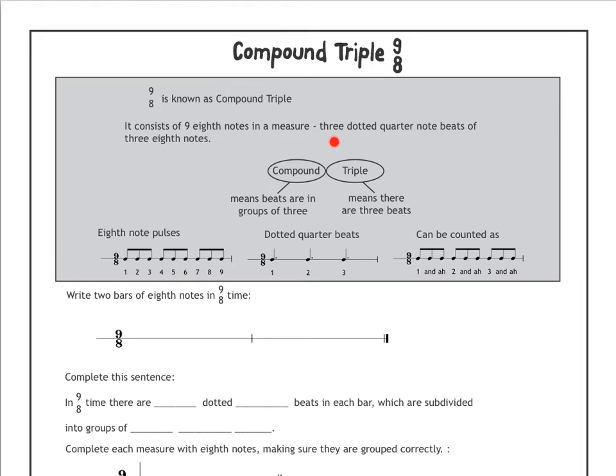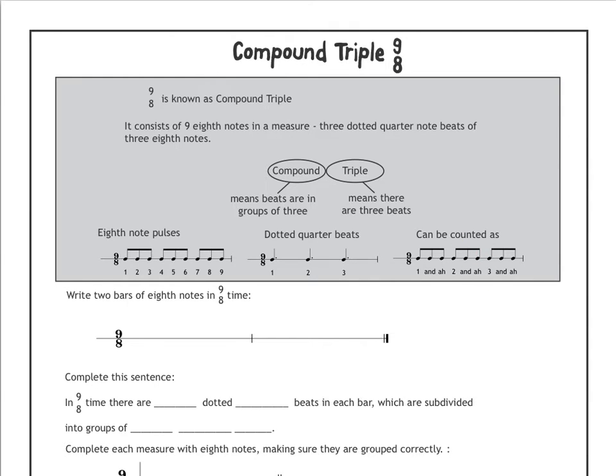It consists of 9 eighth notes in a measure, 3 dotted quarter note beats of 3 eighth notes, right? You'll see in here, this looks like 6/8, but with an extra set of triplets. That's why it's compound triple, because we have 1, 2, 3 sets of triplets. All right, so eighth note pulses like this, dotted quarter note beats, we feel 3 beats per bar. 1, 2, 3, 1, 2, 3, and can be counted or subdivided as 1 and a 2 and a 3 and a 1 and a 2 and a 3 and a.